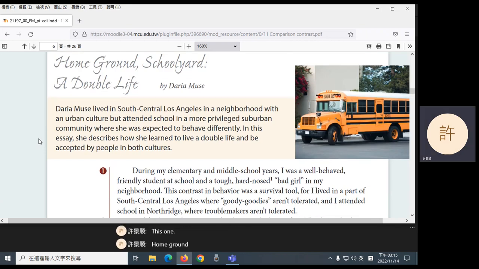Homeground Schoolyard, A Double Life. When you see this title, you already know it's going to be a comparison contrast essay. It's a double life, two lives. Therefore, the author will want to compare them.